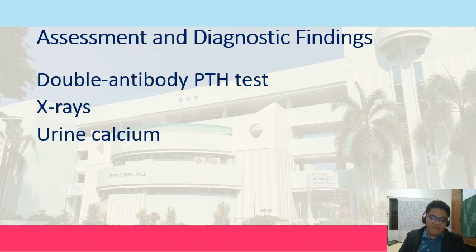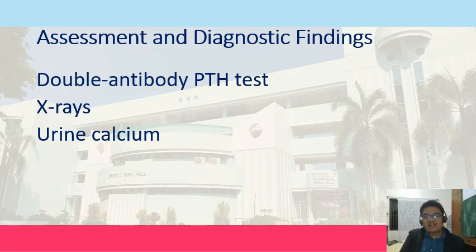Then you would have your double antibody PTH test. The purpose of your double antibody PTH test is to differentiate between primary hyperparathyroidism and malignancy. Which one of these causes hypercalcemia? So you need to do your double antibody PTH test. Then your x-ray is used to detect bone changes. Maybe you can see bone changes there because of tumors, maybe cavitation, maybe osteoporosis for that matter.